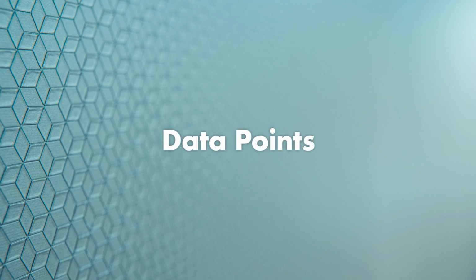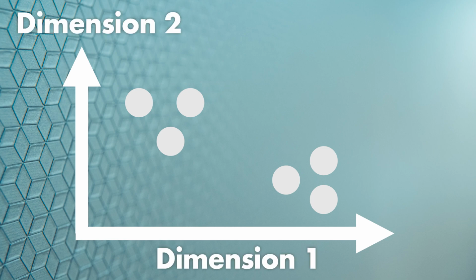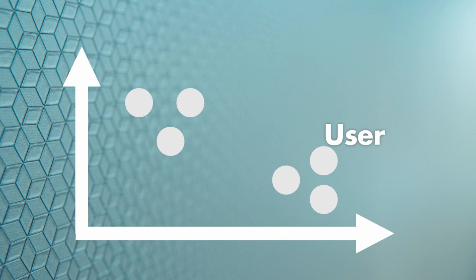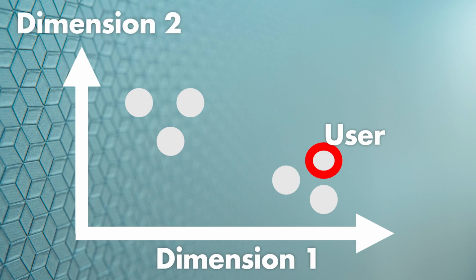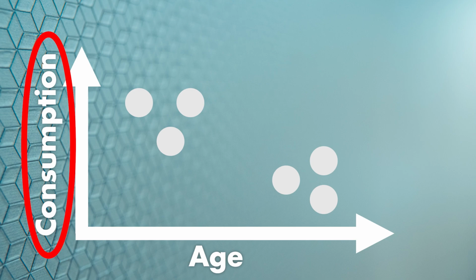In clustering, we consider the existence of data points, which we can also call observations or simply elements. Each observation is characterized by several dimensions. For example, consider that I want to group the users of Internet services into several clusters. Each user will be an observation object and will be classified by several characteristics that we can also call features or dimensions. We will consider two features, the age of the individual and its Internet consumption.